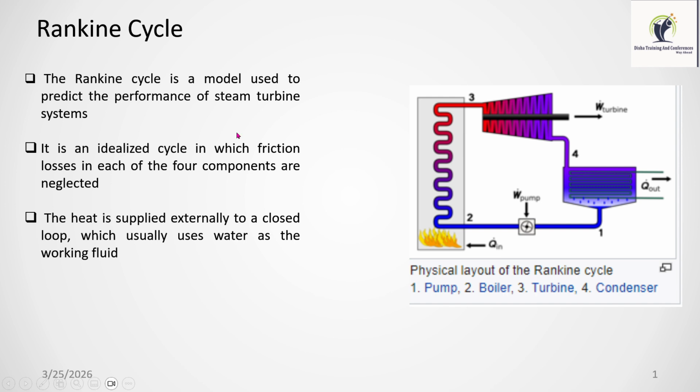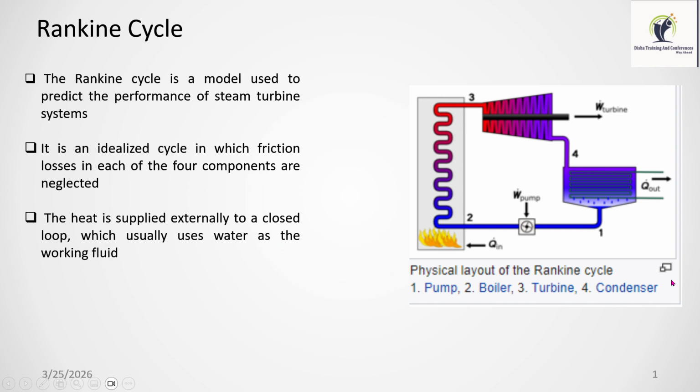The Rankine cycle is a model used to predict the performance of steam turbine systems. It is an idealized cycle in which friction losses in each of the four components are neglected. And third, the heat is supplied externally to a closed loop, which usually uses water as the working fluid.